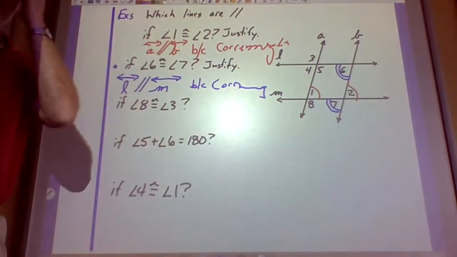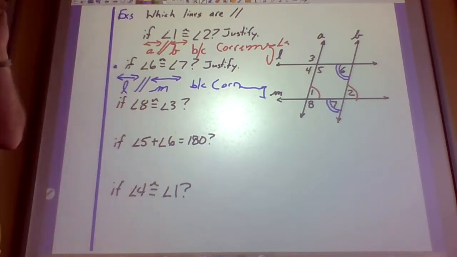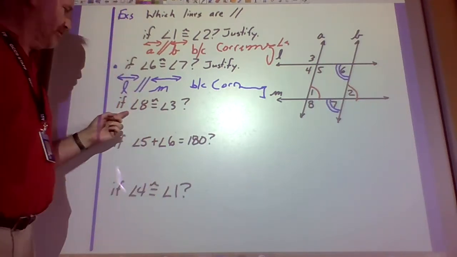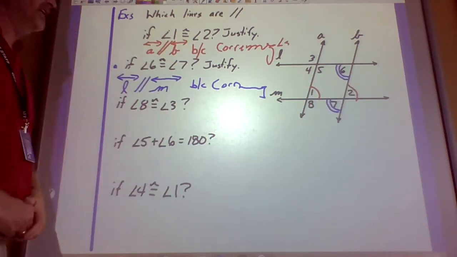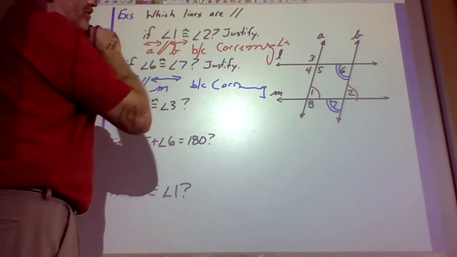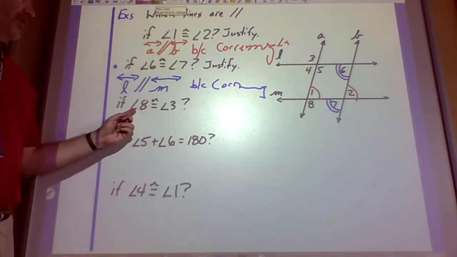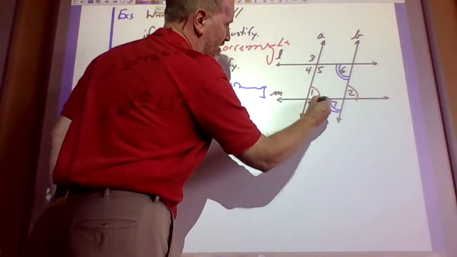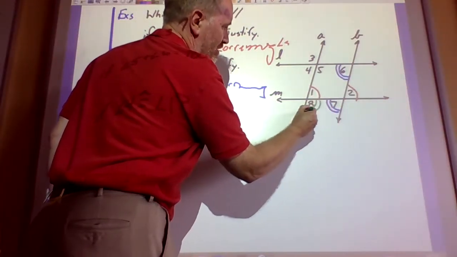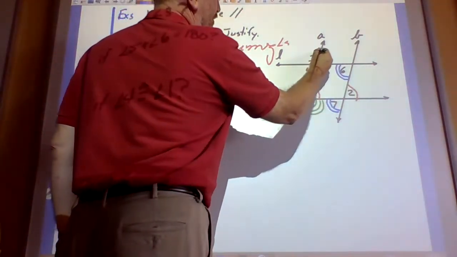I hope the next one is not corresponding, because I think we've covered that one twice now. So let's move on to number 3. What if angle 8 is congruent to angle 3? So let's switch over. I'm going to use a green. Okay, so 8 is congruent to 3. So I'm going to triple swoosh 8. 1, 2, 3. And then I'm going to triple swoosh 3. 1, 2, 3.